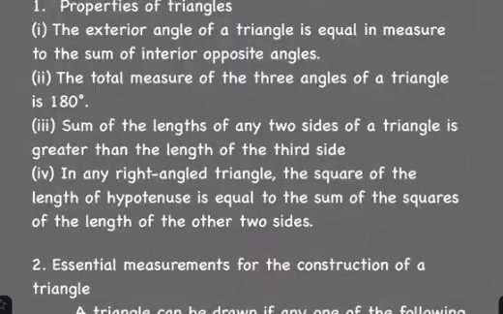The next one: the sum of the lengths of any two sides of a triangle is greater than the length of the third side. In any right angle triangle, the square of the length of the hypotenuse is equal to the sum of the squares of the lengths of the other two sides. This is also called the Pythagoras theorem.